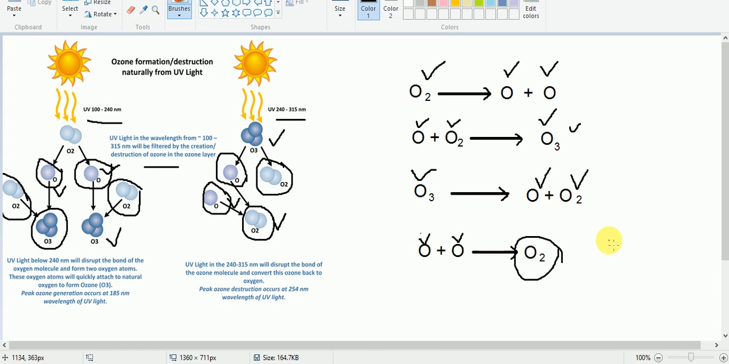these UV rays are filtered, or in other words, UV rays are utilized, and in this way we are protected. Remember, you must know that these ultraviolet rays are utilized for the creation and destruction of ozone in the ozone layer, and in that way this ozone layer is formed.